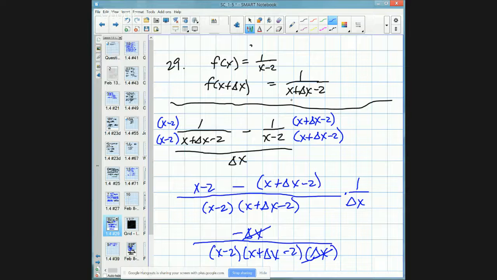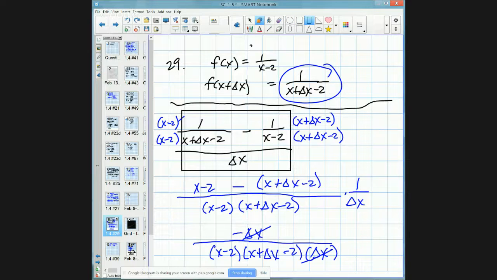So hopefully you can all see how all I did was plug in x plus delta x for x, and I got this thing in the blue circle here. So now here's the difference quotient. Let me put this in a box. In the box, that's the difference quotient. Over here on the left is f of x plus delta x. Over here on the right is f of x. And you put that all over delta x.